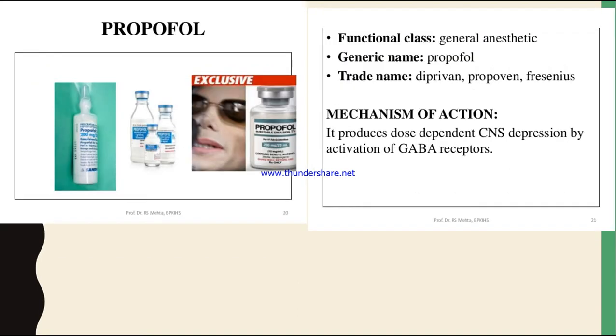Next is propofol. Propofol is also very commonly used in ICU. The functional class is a general anesthetic. The generic name is propofol. The trade or brand names are Propovin, Diprivan, or Fresenius. The mechanism of action: it produces dose-dependent CNS depression by activation of GABA receptors. So it produces depression of the CNS because of the activation of the GABA receptors.